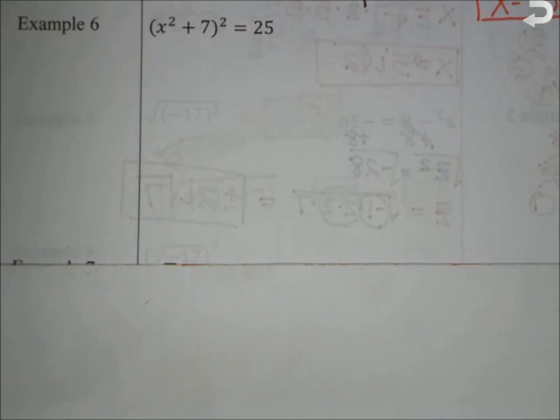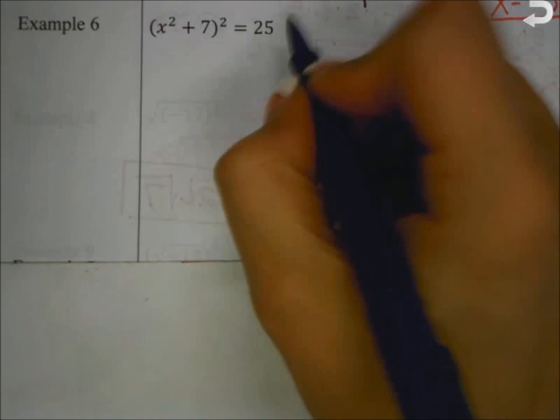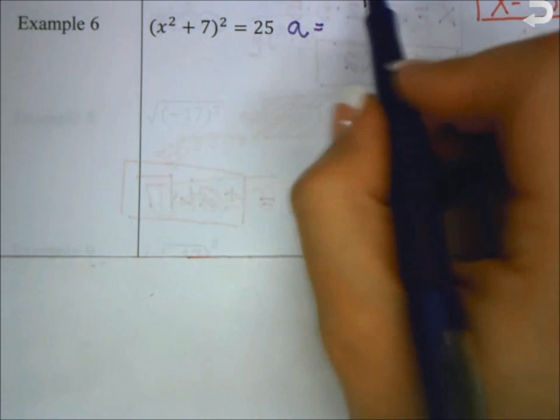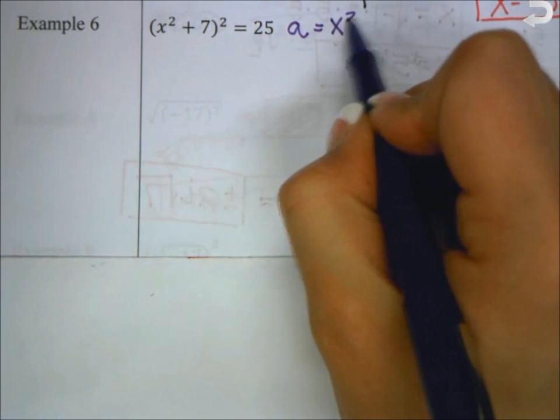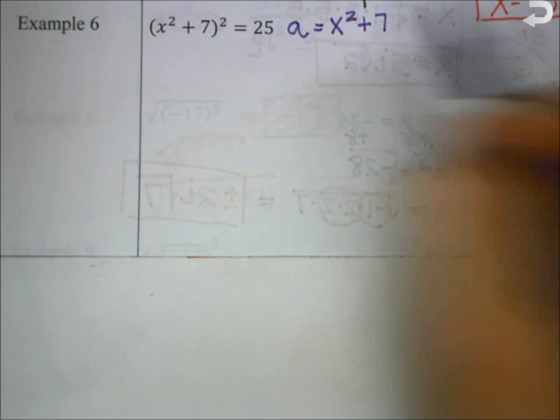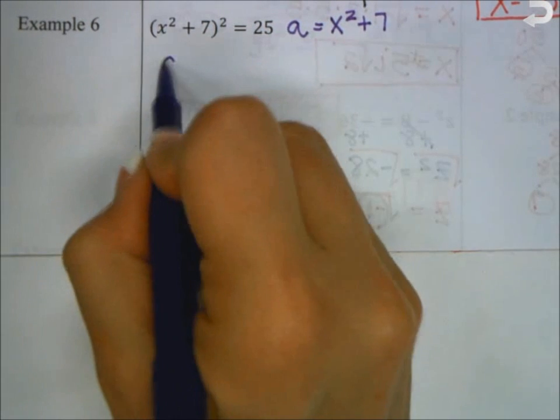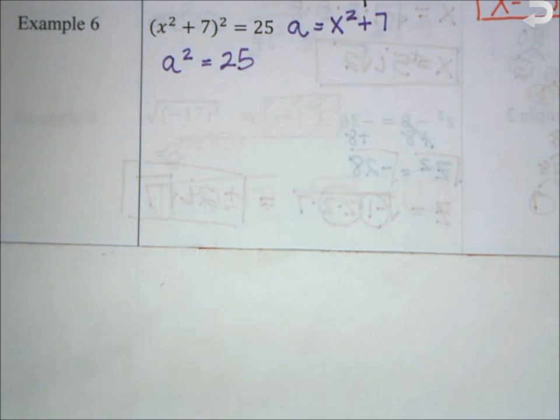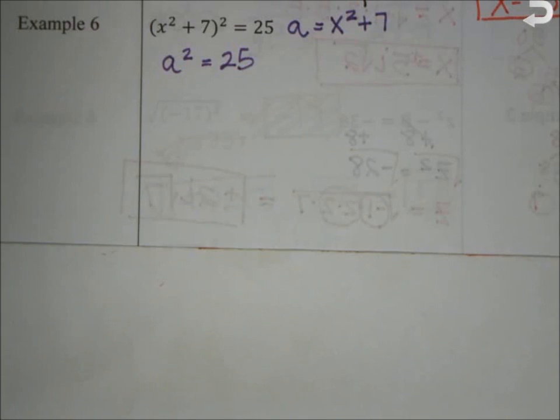We substitute, right? We get A equals X squared plus 7. So we would have A squared equals 25. Now, is my square term by itself? Yep, so we square root it. Okay, so I take the square root of A squared, which gives me A equals, good, plus or minus 5.